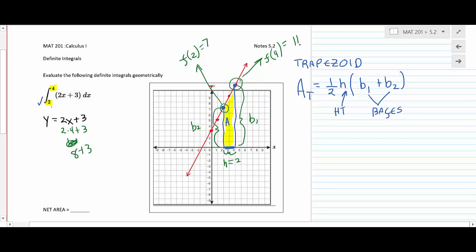Okay? You guys see what I'm doing? Okay? All right, so now we just crunch it out. Okay, so what we'd have is the area of the trapezoid would be 1/2 the height.